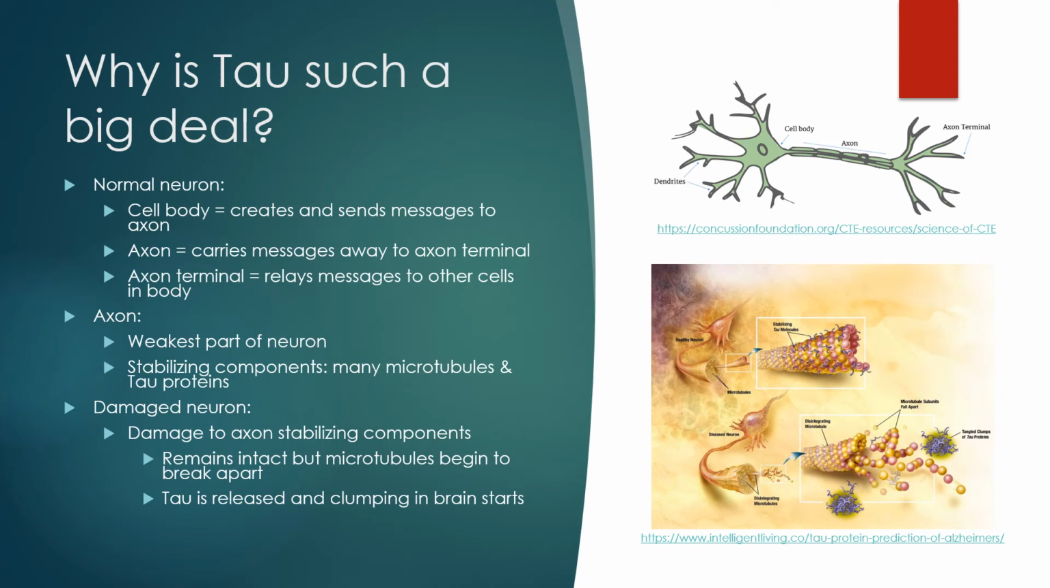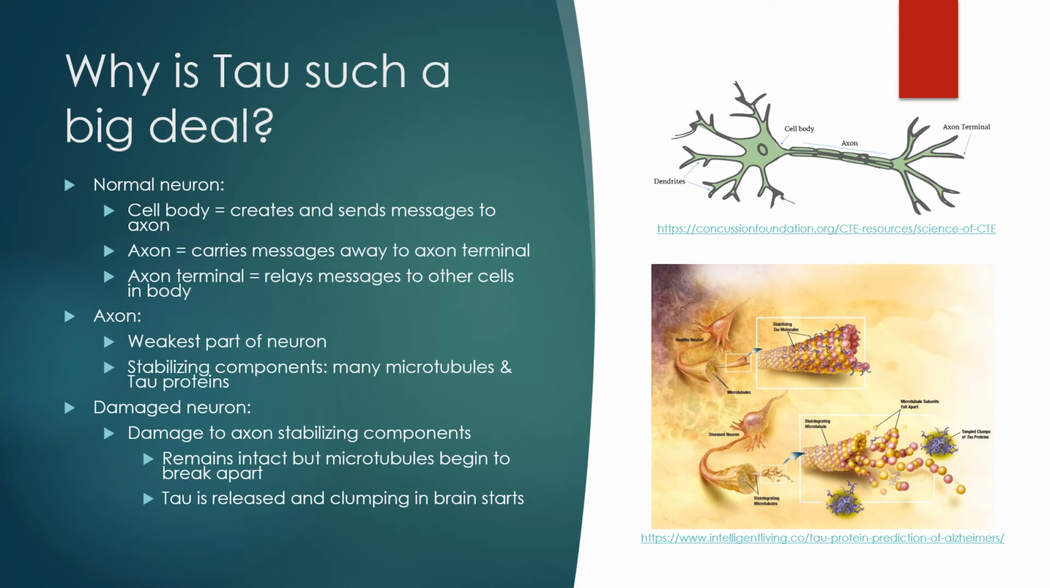The cell body is responsible for creating messages that are sent along the axon to the axon terminal that convey messages to the appropriate cells in other parts of the body. The weakest part of the neuron is the axon, which is made up of many microtubules. These microtubules provide stability to the axon, which is reinforced by tau proteins. In healthy neurons, tau proteins are good, yet they are the opposite in diseased ones.